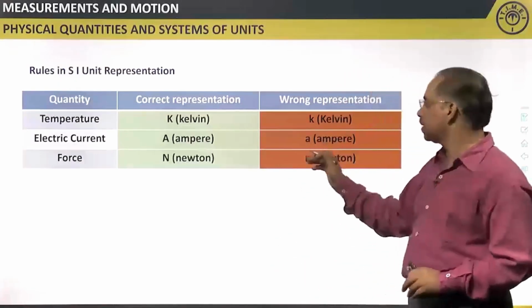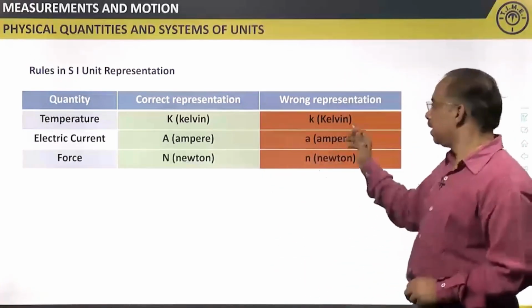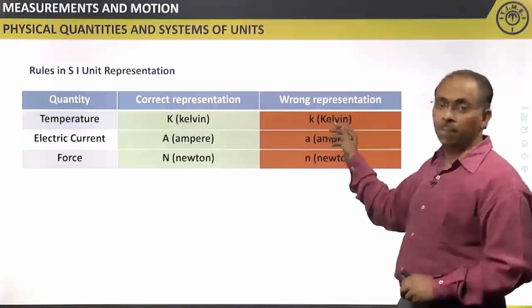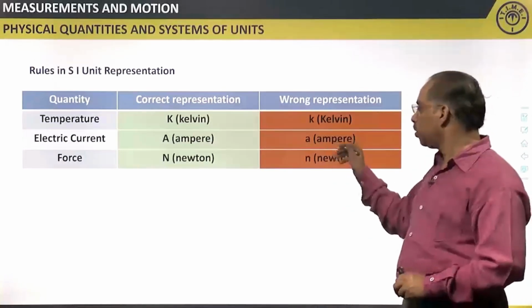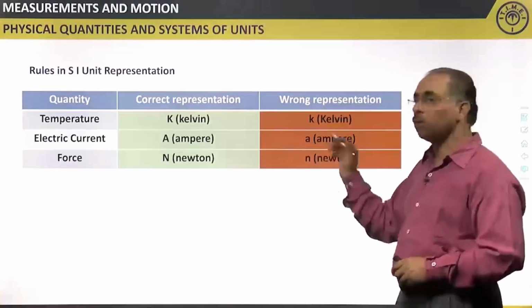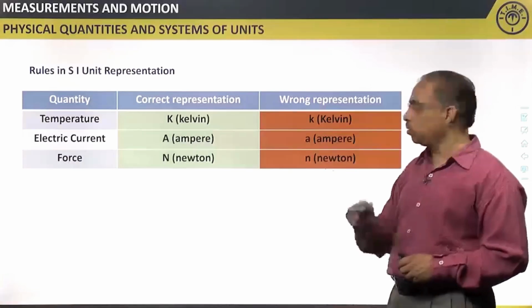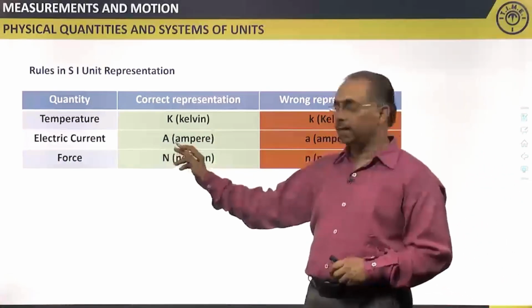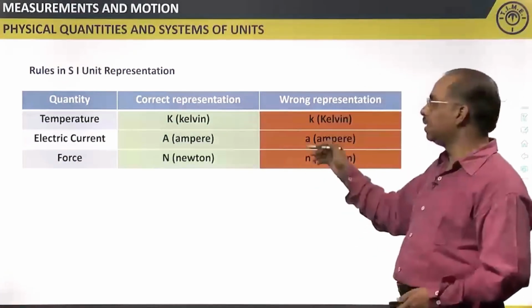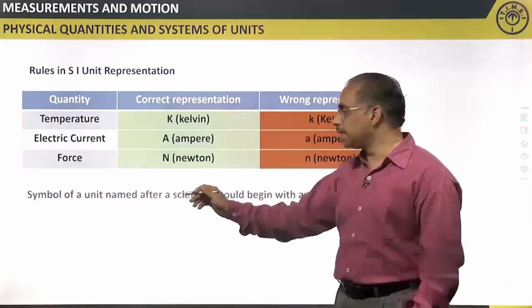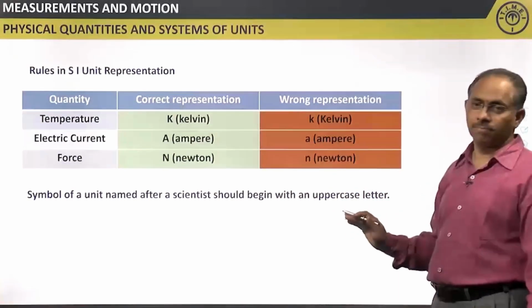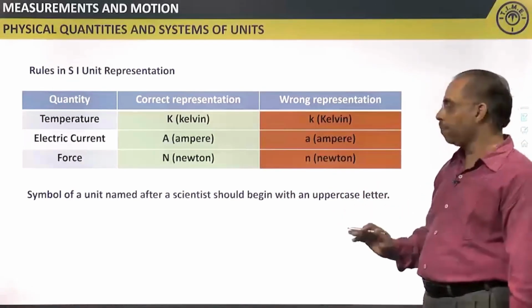In the wrong representation, you can see the difference: the name is written with a starting uppercase letter. These two are okay. But when I write the symbol form, it is written in the lowercase. That is wrong. The symbol should be written in the uppercase, whereas the name should be written in the lowercase. That makes this a wrong representation, whereas this is right. So, the rule says that the symbol of a unit named after a scientist should begin with an uppercase letter. That's the rule. Next one.